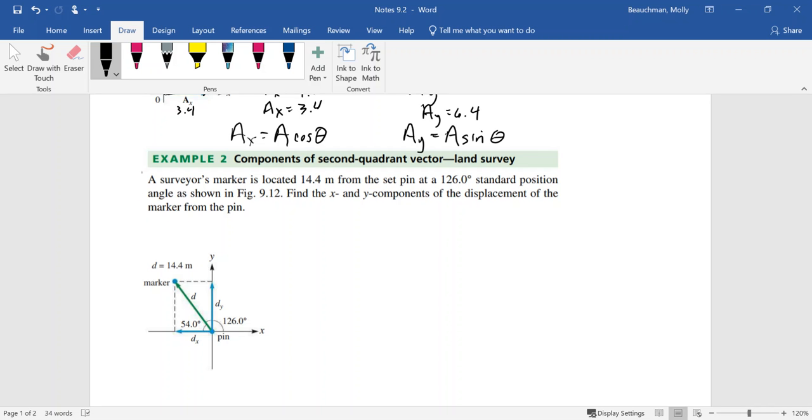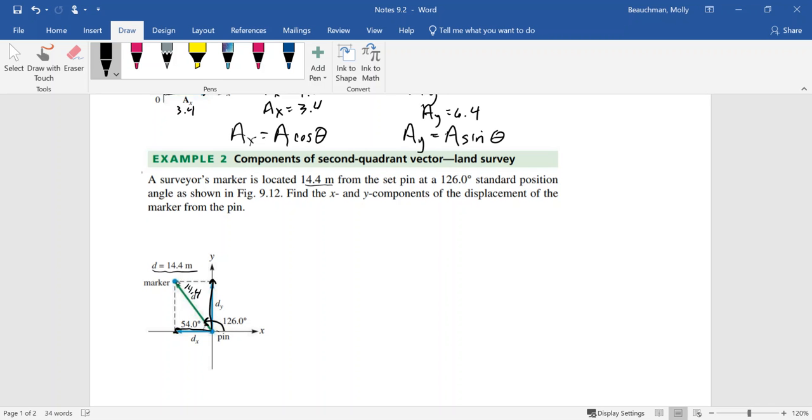So our next problem: a surveyor's marker is located 14.4 meters from the set pin at a 126 degree standard position angle as shown in the figure. Find the x and y components of the displacement of the marker from the pin. So we have an angle of 126 degrees from standard position. The green vector has a magnitude of 14.4 meters. Let me draw that on there. And what we want to find is the x component and the y component. Those are the two vectors that we add together to get the third vector.